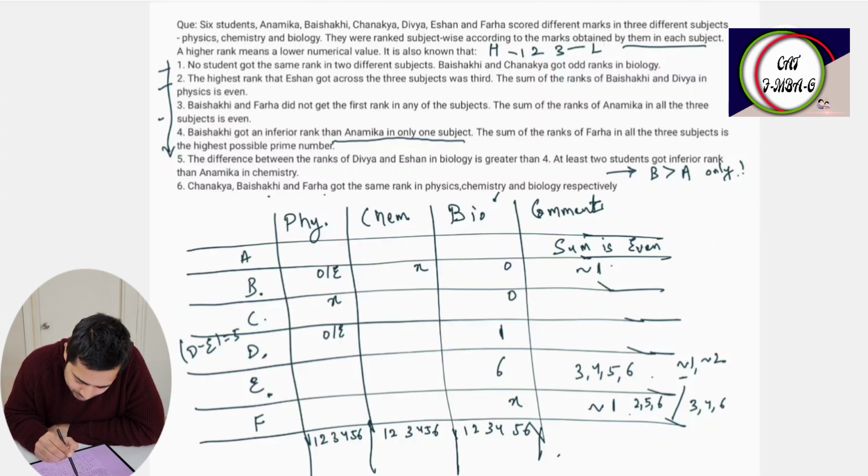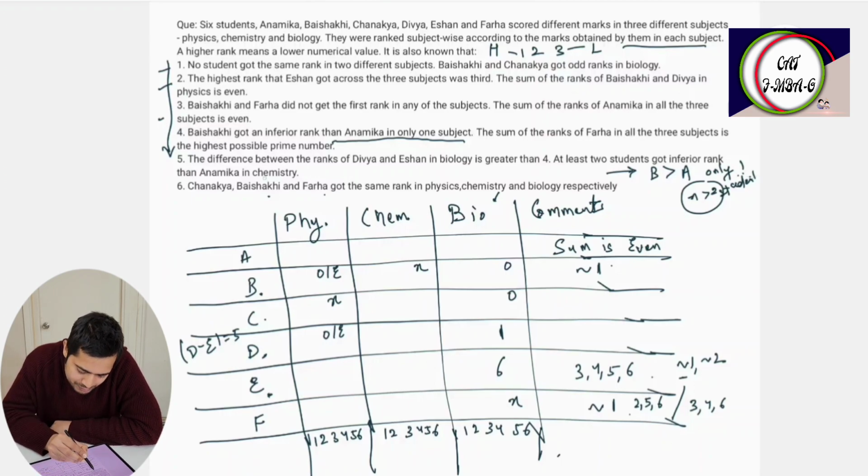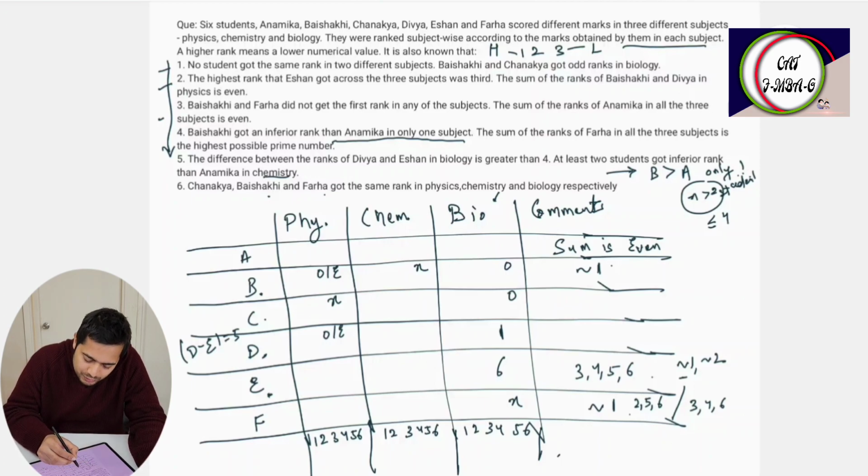The difference between the ranks of D and E is greater than... At least two students got inferior rank than Anamika in chemistry. That means at least two students have got greater than A. At least two students. That means Anamika in chemistry has to be less than or equal to 4, because if Anamika is 5, two students cannot get greater than 5, as only 6 is remaining. So Anamika in chemistry has to be less than or equal to 4.